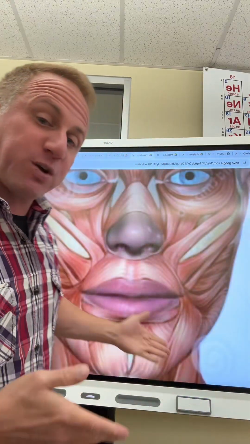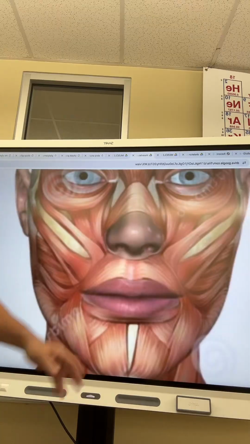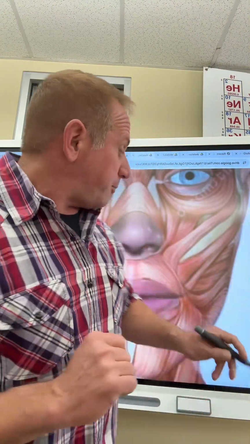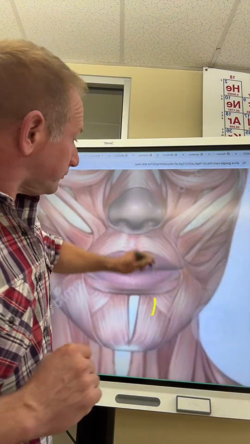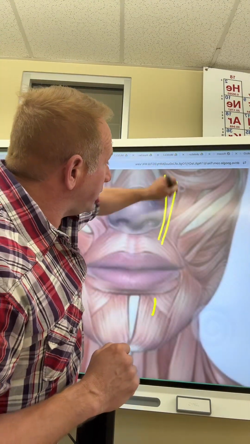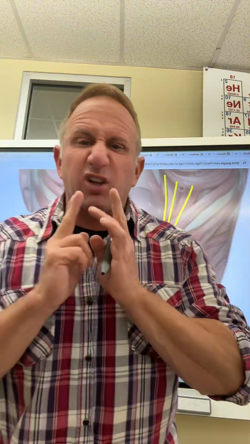And we're going to have a bunch of muscles, 9 on each side, that are going to open the mouth up. So what I want you to see is when we look at this, we're going to come up 1, 2, 3. We're going to have 3 muscles that are going to raise your lips up like this. And so they're going to raise your lips up like that.